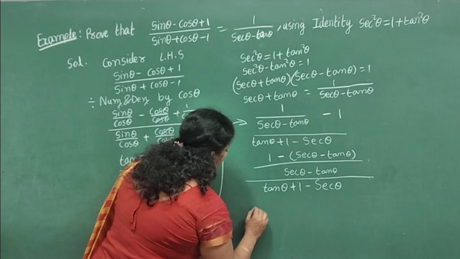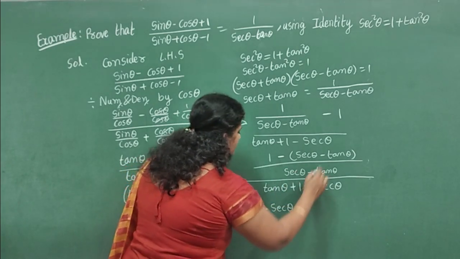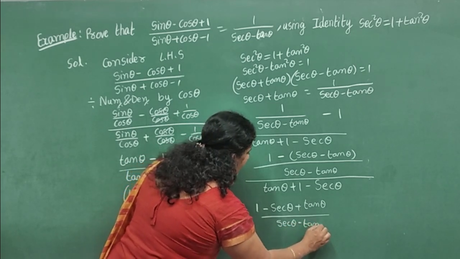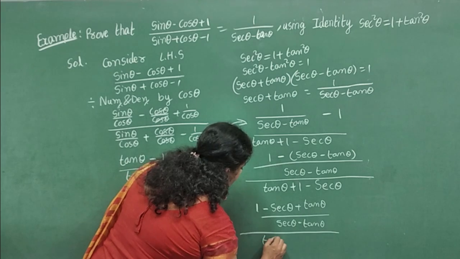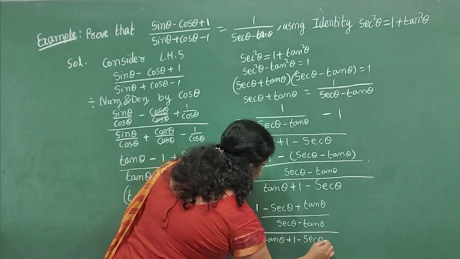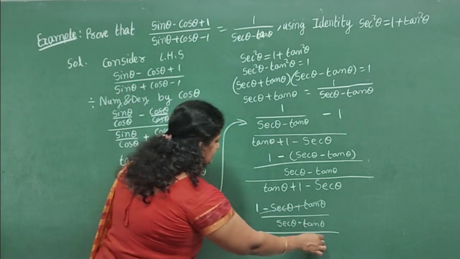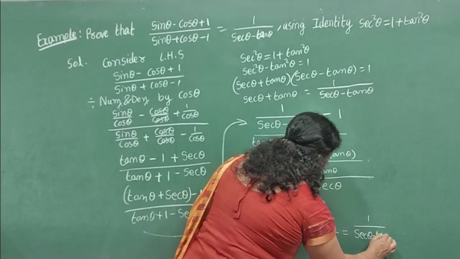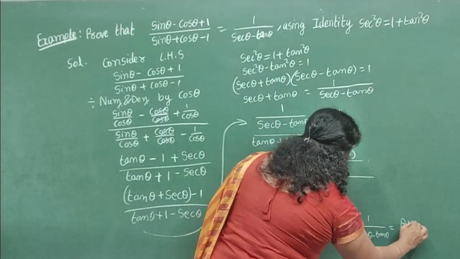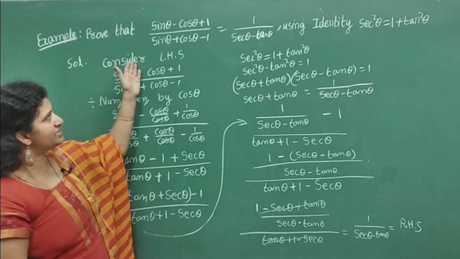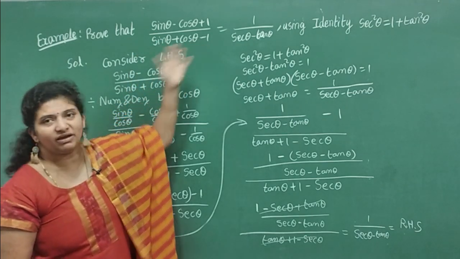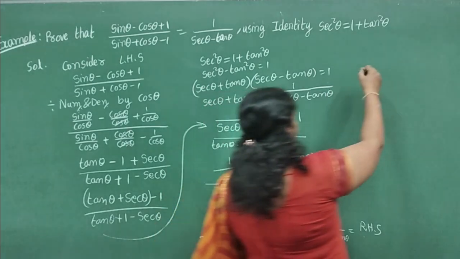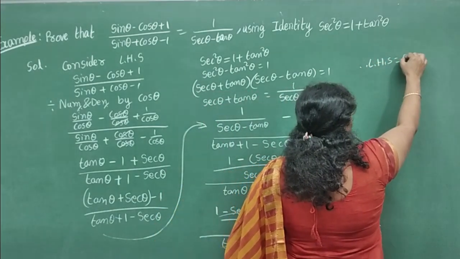Now remove this bracket. 1 minus secant theta, minus into minus plus tan theta, by secant theta minus tan theta, whole divided by tan theta plus 1 minus secant theta. Observe carefully. I can cancel this and this. So what are you left with? 1 by secant theta minus tan theta. This is nothing but your RHS. See, the LHS is (sin theta - cos theta + 1)/(sin theta + cos theta - 1). We have simplified it to get the RHS, 1 by secant theta minus tan theta. So finally what can I see? Therefore, LHS is equal to RHS.